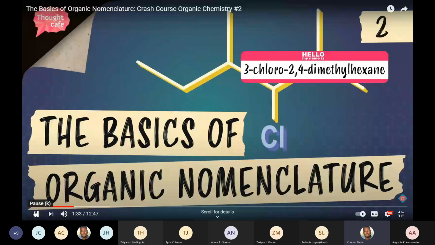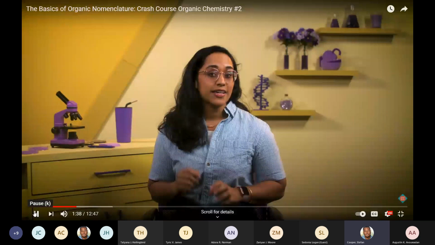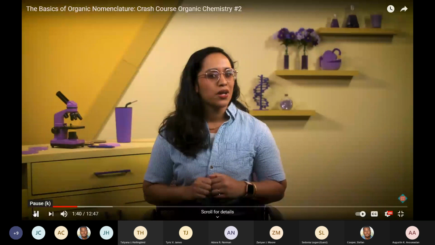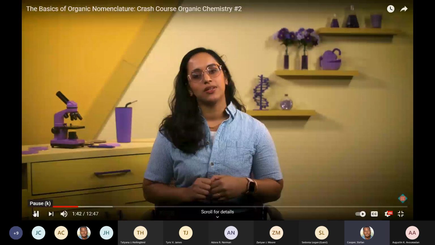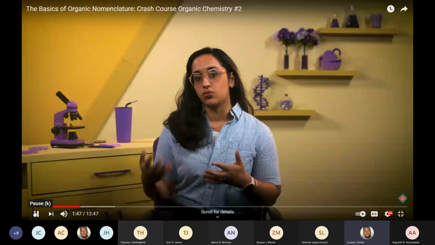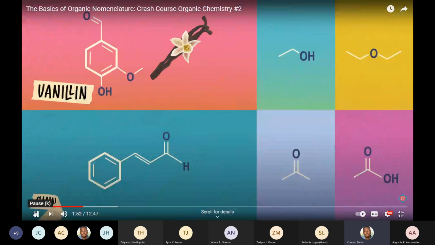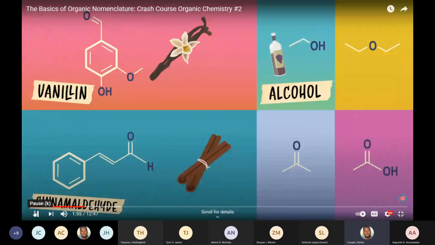By the time IUPAC came along with standard rules, organic chemistry as a field was already over 100 years old. Many chemicals had common names given to them by the people who discovered them based on their source or smell or color. For instance, vanillin is isolated from vanilla beans, and cinnamaldehyde is isolated from cinnamon. Alcohol, ether, acetone, and acetic acid are common names too.